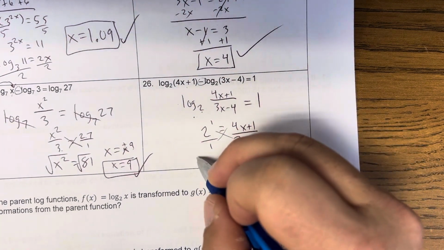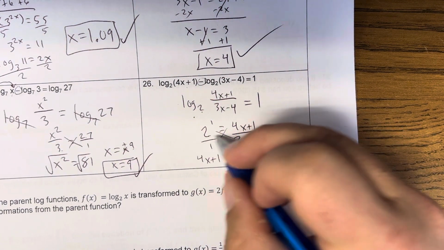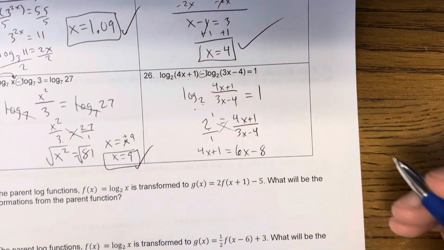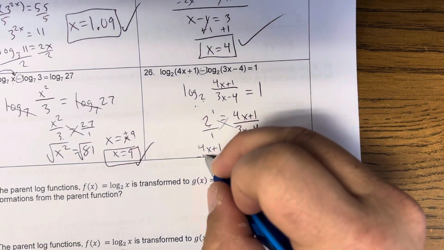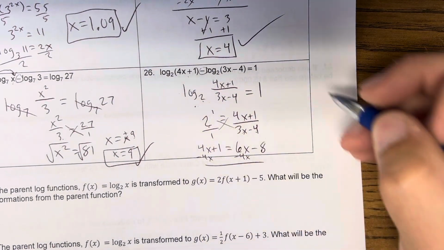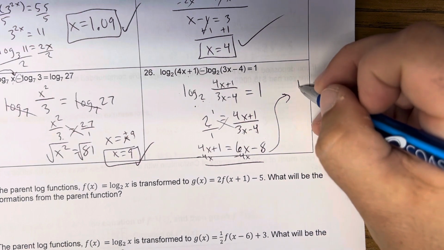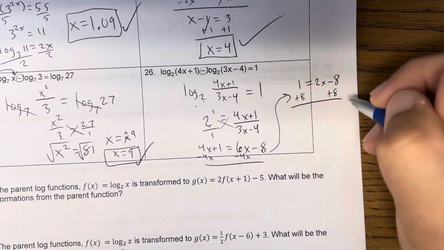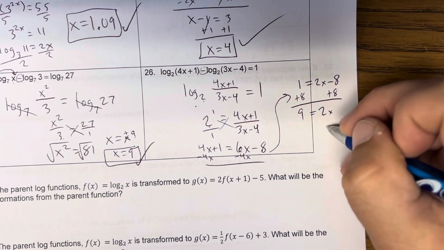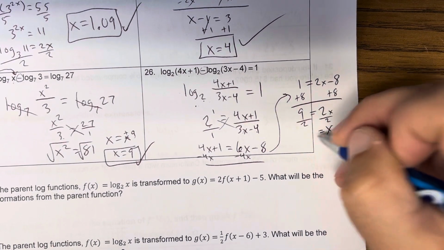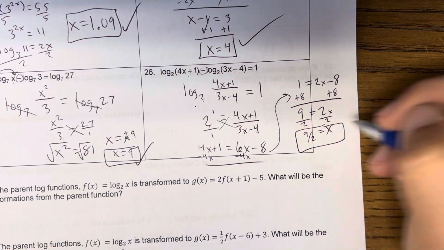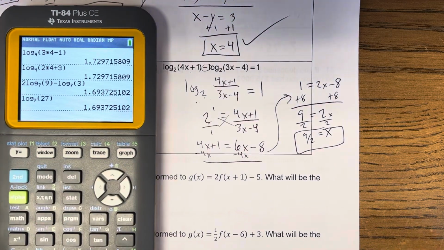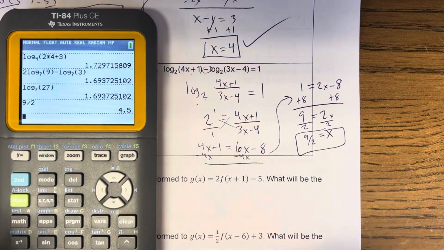And so we're going to have 4x plus 1 is equal to 2 times all this. So 2 times 3 is 6x. 2 times negative 4 is 8. And then we'll continue solving. So I'm going to subtract 4x over. I'll come up here. 1 equals 2x minus 8. We'll add 8. 2x equals 9. And then we'll divide by 2 to get x equals 9 halves, or 4.5, however you want to write it. Because if you were to do 9 divided by 2, that's 4.5, like I said.